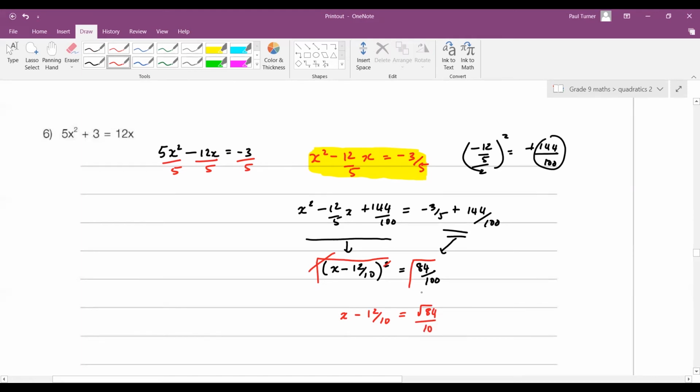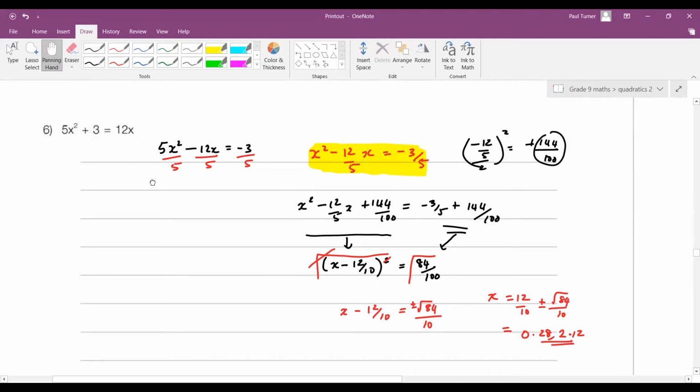So I square root the top, root 84 is root 84, and square root 100 is 10. And then I put the 12 on 10 on the other side. Plus or minus. Okay, that should be plus or minus here as well. Root 84 on 10. So this is where you get your 0.28 and 2.12. Yeah. So you may have an error somewhere here. So just check that again. So that's that one.